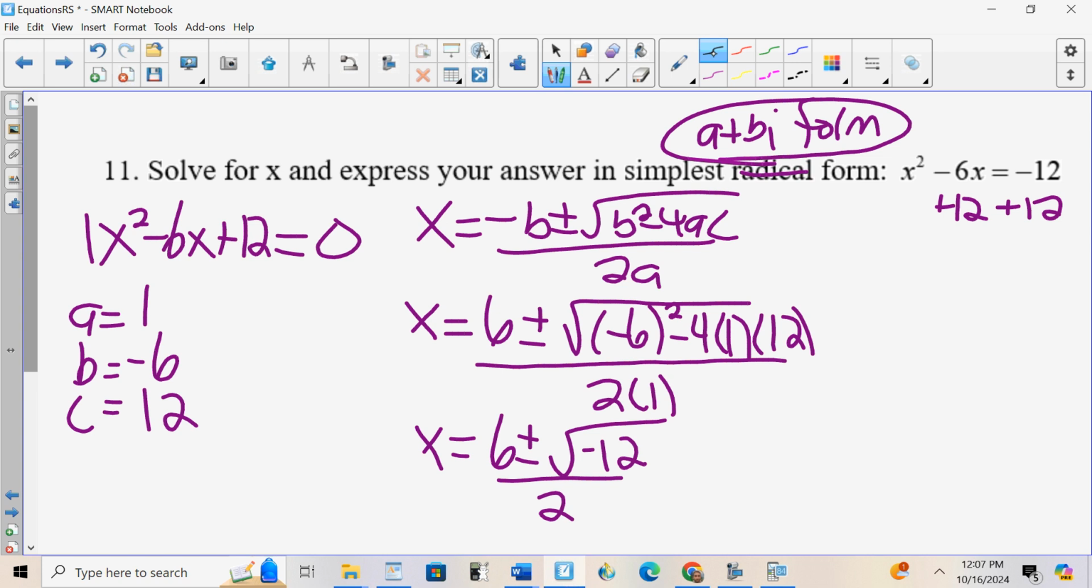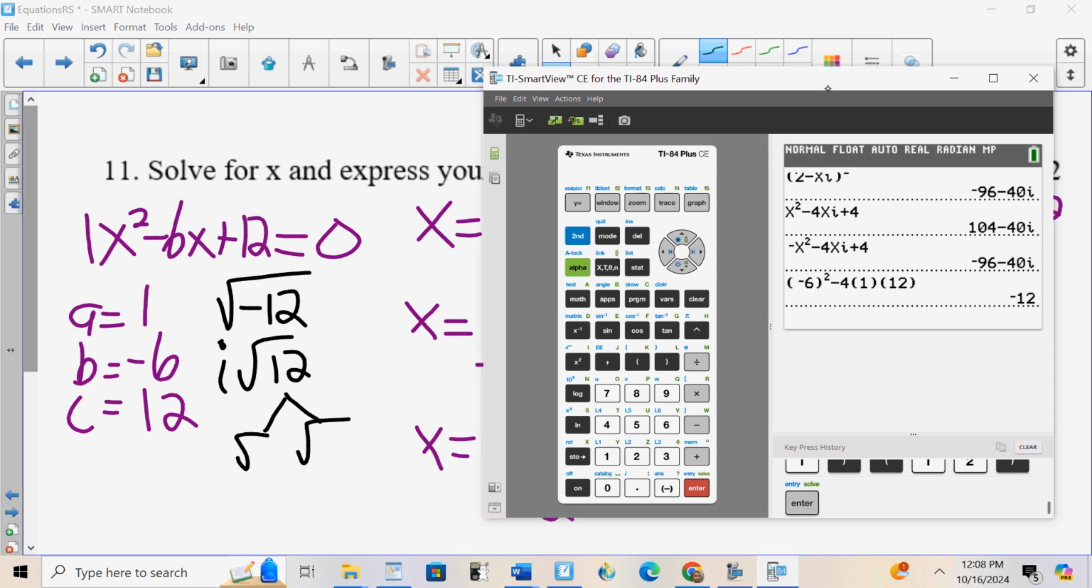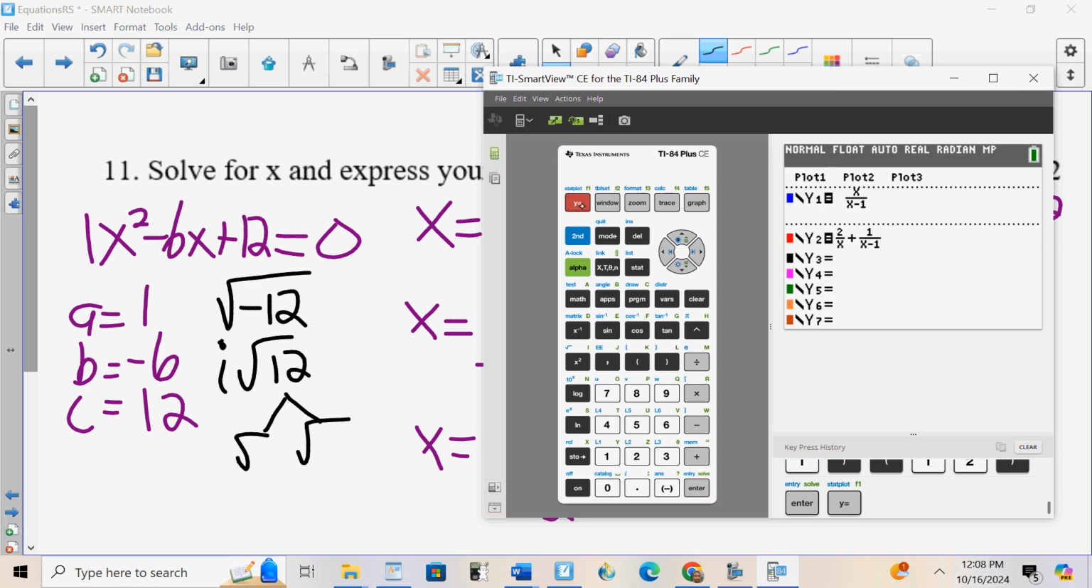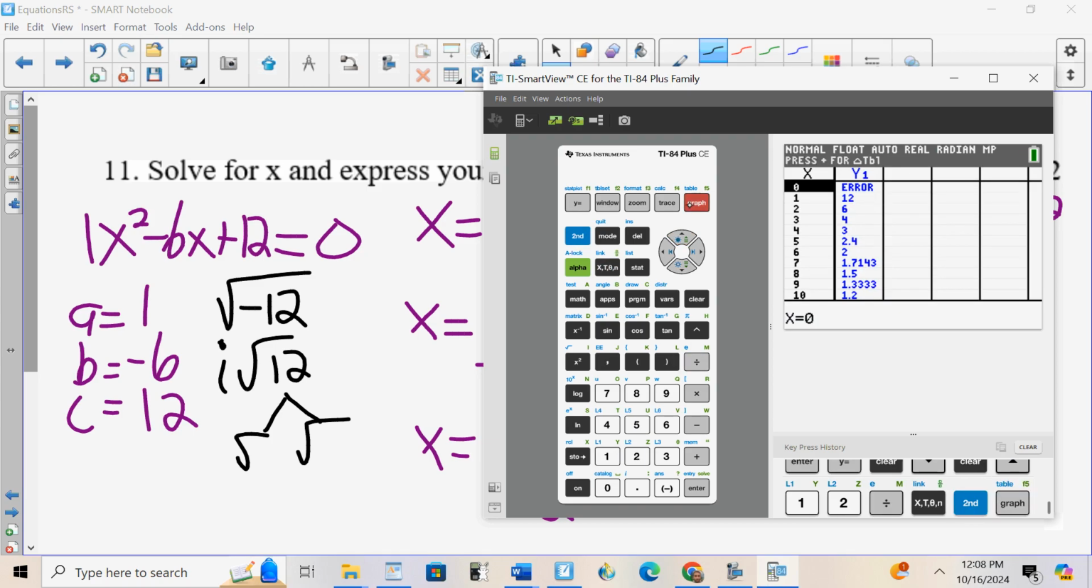Next, off to the side, reduce the radical. The negative comes outside and becomes an i. I break down 12 into my perfect squares and my non-perfect squares. If you need to, use the trick: go to y equals, type in 12 divided by x, go to your table. You're looking for the largest number in the y column that's a perfect square. It's 4, 4 and 3.